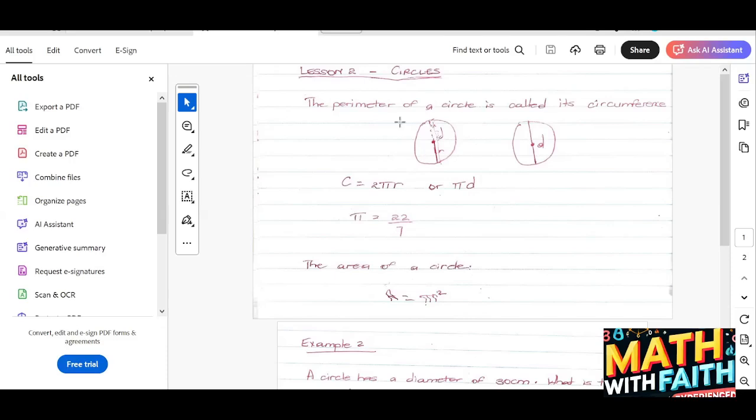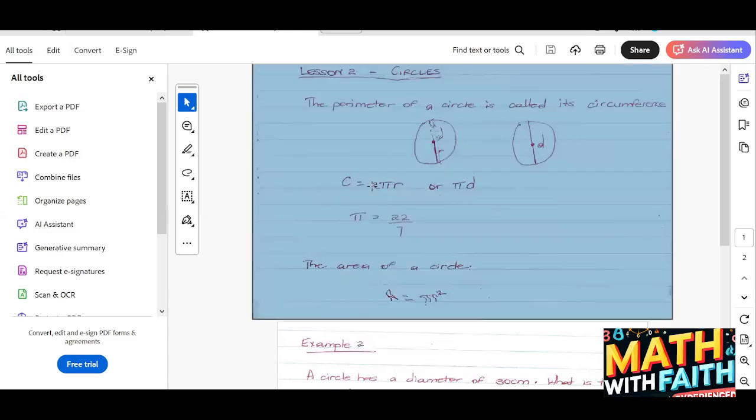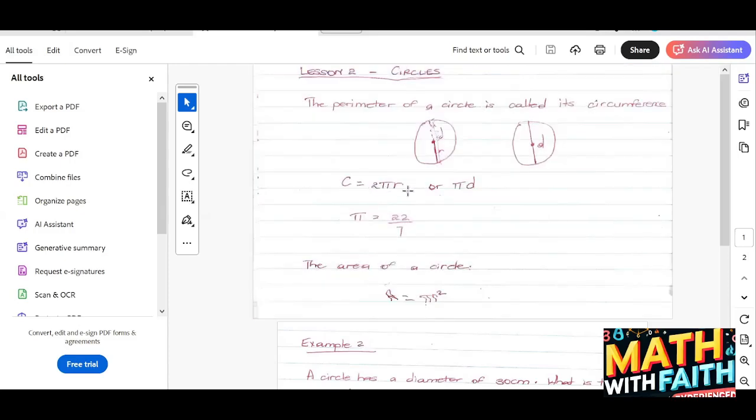So the perimeter of a circle is called its circumference. If you remember what perimeter is, it is the distance around something. So the distance around a circle has a special name, and we call that the circumference of a circle, right? And the circumference is measured as C equals 2 pi r, pi being 22 over 7, right? 2 pi r.